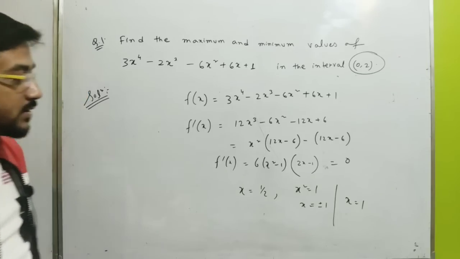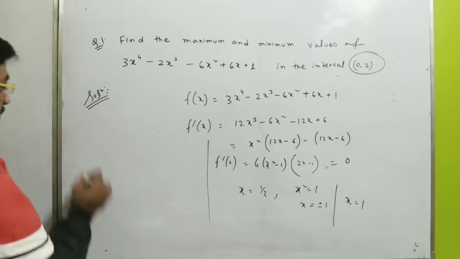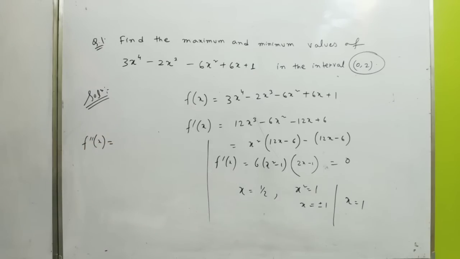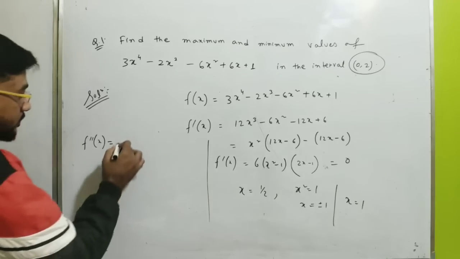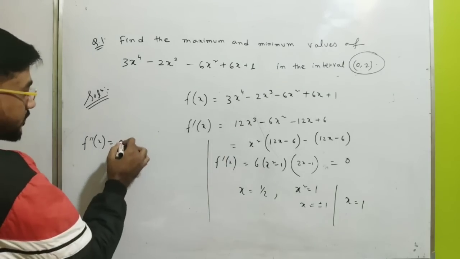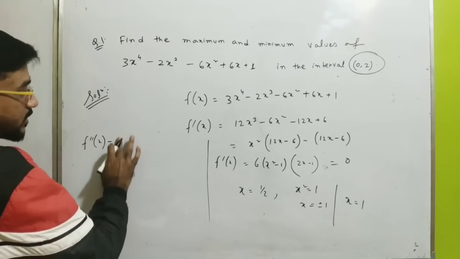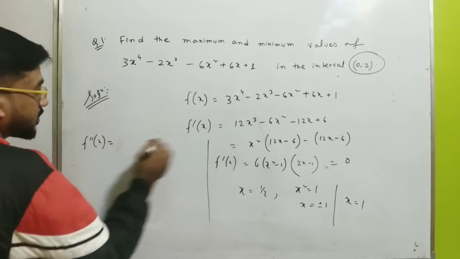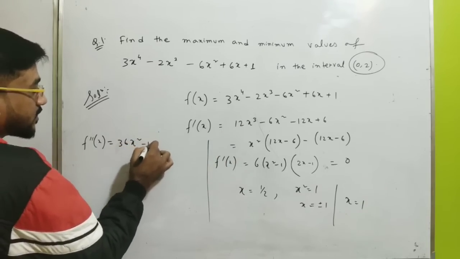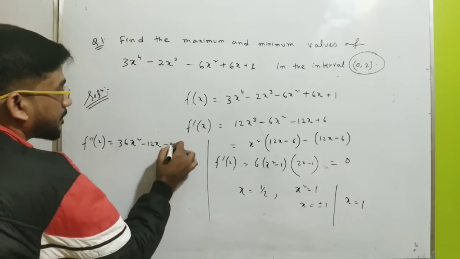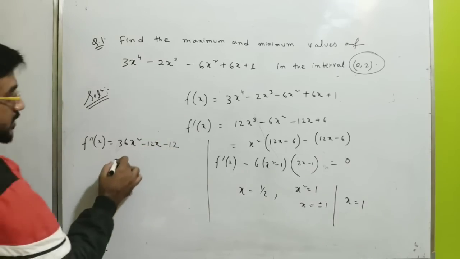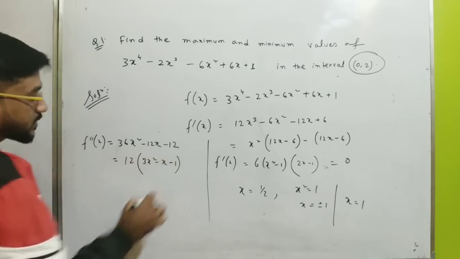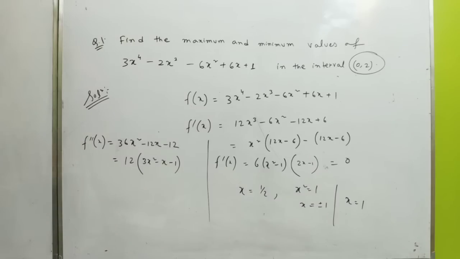Now we have to take the second differentiation, that is f double prime x, and if you take the second differentiation, then you will get 12 into, you can take common 6 here. Okay, so if you take common 6 at the end of this, it is 36x square minus 12x minus 12. So now if we take common 12, then it will be 3x square minus x minus 1.